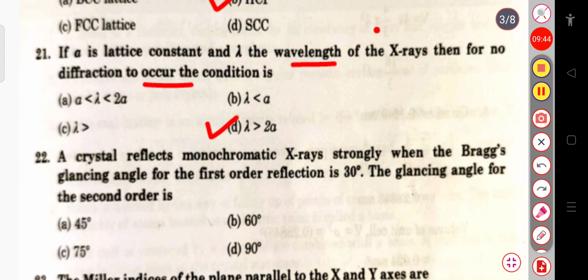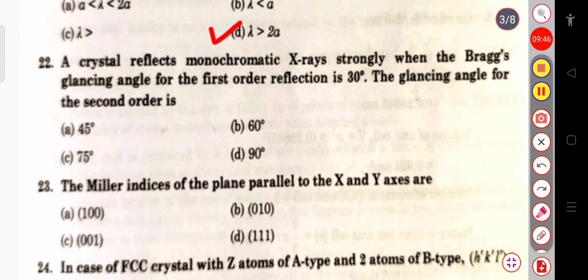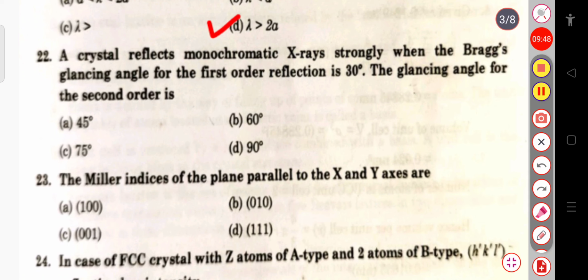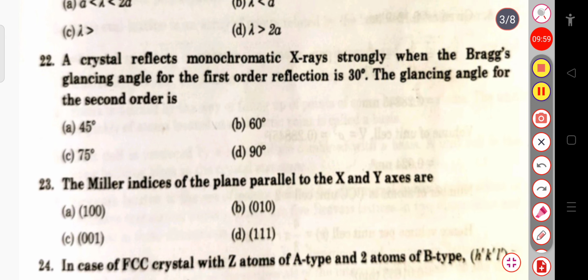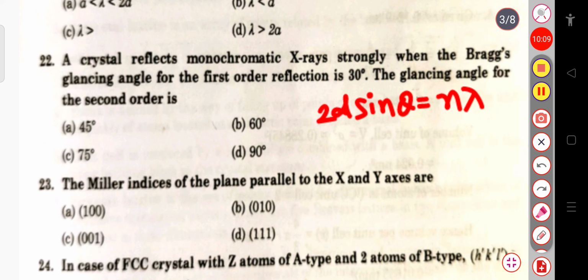Then the next question: a crystal reflects monochromatic X-rays strongly when the Bragg's glancing angle for the first order reflection is 30 degrees. So the glancing angle for the second order will be how much? Using Bragg's law, 2d sine theta equals n lambda, for first order reflection the angle is 30 degrees, and for the same crystal we have to calculate the glancing angle for the second order.